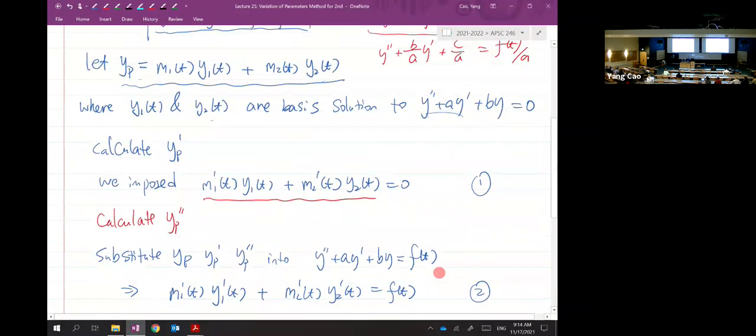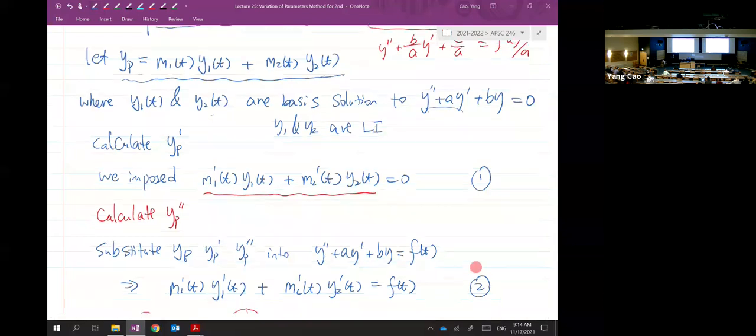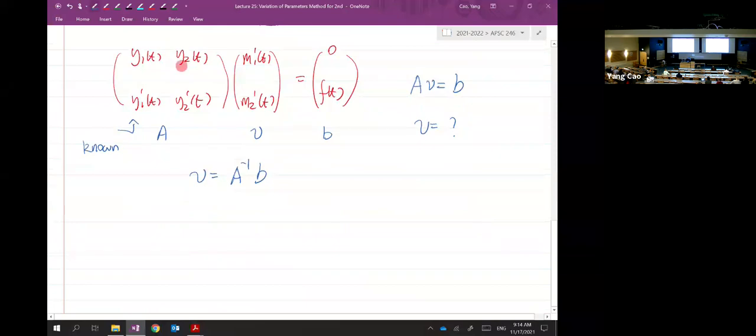So if you recall the condition that y1, y2 are the basis solutions to this homogeneous second order ODE, y1 and y2 are basically linearly independent of each other. Otherwise, you wouldn't be able to use these two to form a general solution, right? So the matrix you're looking at here: since y1, y2 are linearly independent, then naturally y1 prime of t, y2 prime of t are also linearly independent of each other. So whether you look at the rows or the columns, they're essentially linearly independent of each other.